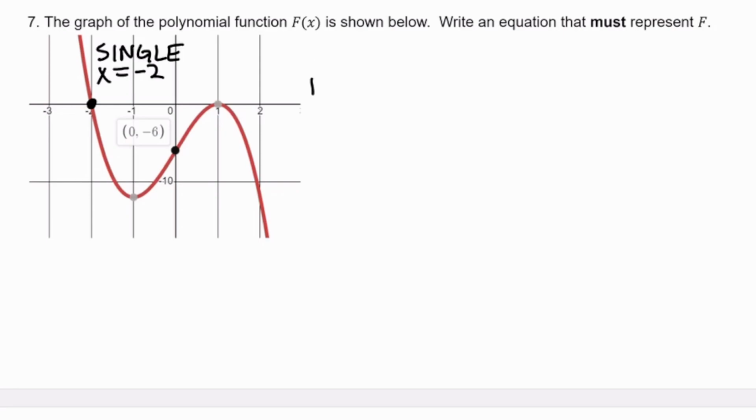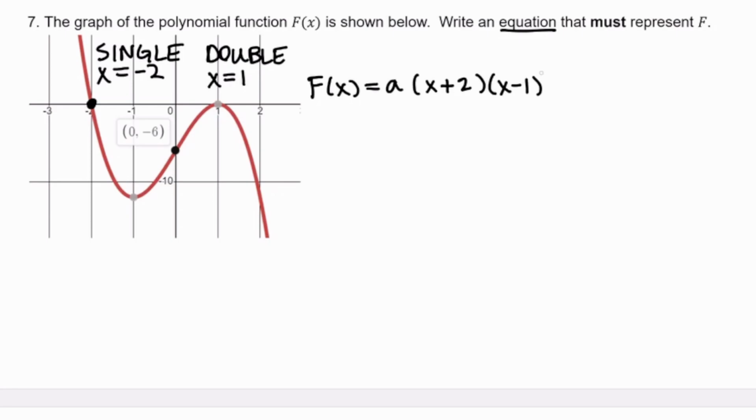And so I'm going to say f of x, and we're looking for an equation, so we need something with an equal sign. F of x equals some number times x minus -2. So x minus -2 would become x plus 2. That's going to be to the first power because it's a single root. And then my other root is x equals 1, and that looks like a double root to me. It's bouncing, and I guess it could potentially be a quadruple root. I'm not sure we have enough information to say that for sure, but to keep it to a minimal degree, we could say it was x minus 1 squared.